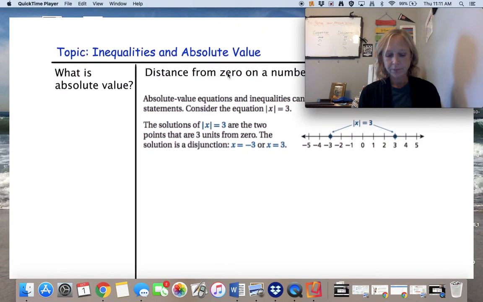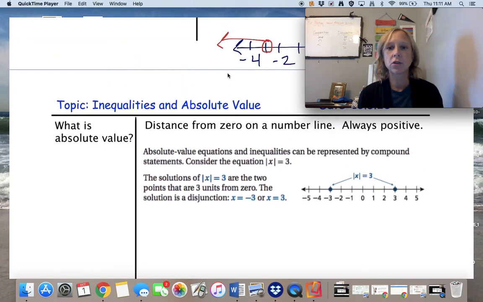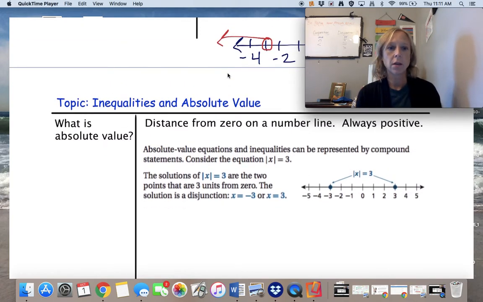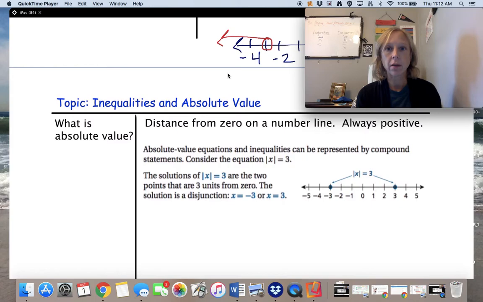Okay, so now that we've looked at conjunction and disjunction, let's talk about absolute value for a minute. Absolute value is a distance. It is the distance from 0 on the number line. Because it is a distance, it is always positive. Okay. I have an example here where I have the absolute value of 3.